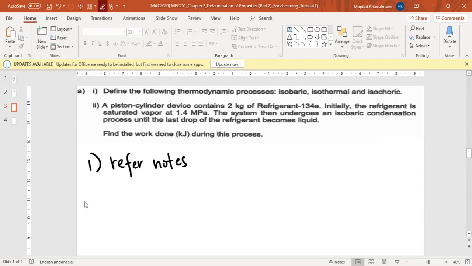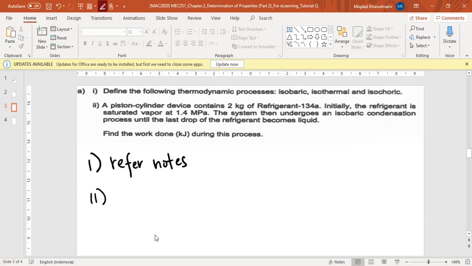For number 2, we can read the question, and when we read it, we know that there is a piston cylinder device. The mass is 2 kilograms, and the substance is refrigerant R134A. The initial state is pressure 1.4 megapascal, and the phase is given as saturated vapor. Then it undergoes an isobaric condensation process. Isobaric means constant pressure. Condensation here means a cooling process.